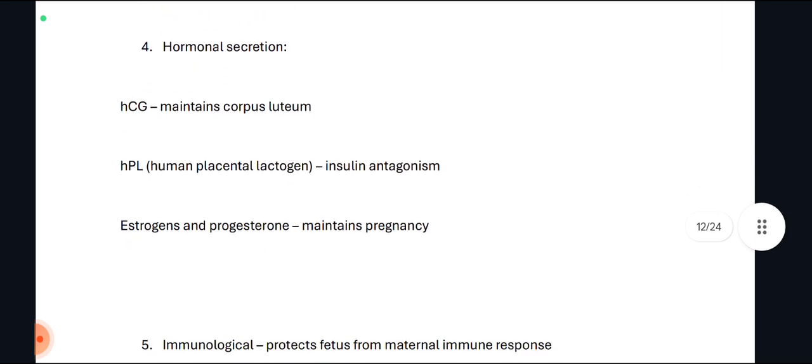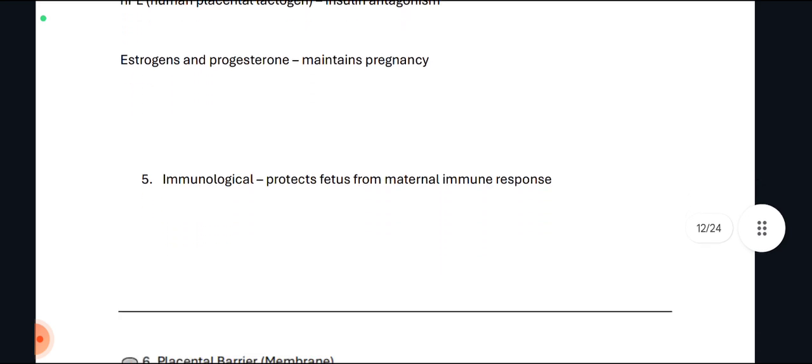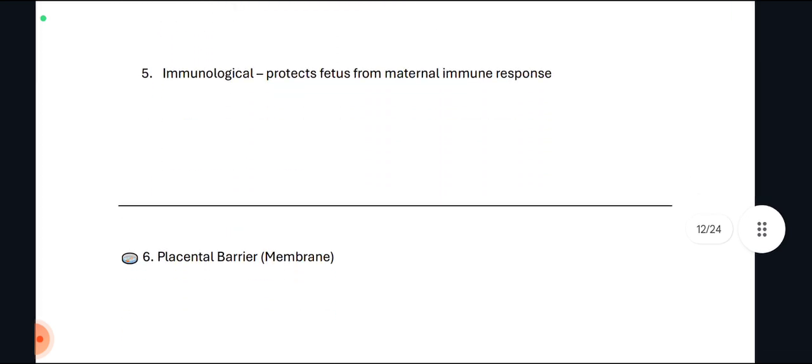And placenta is a very important structure which secretes some hormones. First being the HCG, which maintains corpus luteum. HPL, human placental lactogen, which is responsible for insulin antagonism. And estrogens and progesterone are also secreted, which maintain pregnancy in the later stage. The placenta also has some immunological function which protects the fetus from maternal immune response.